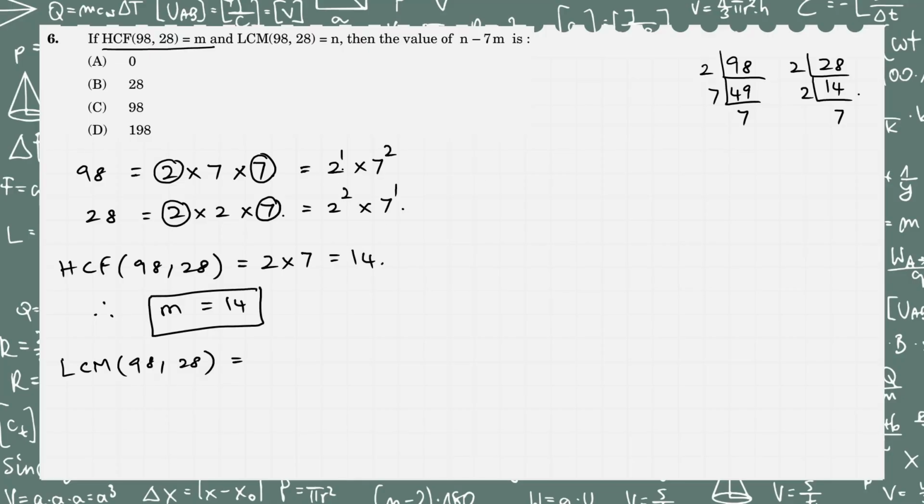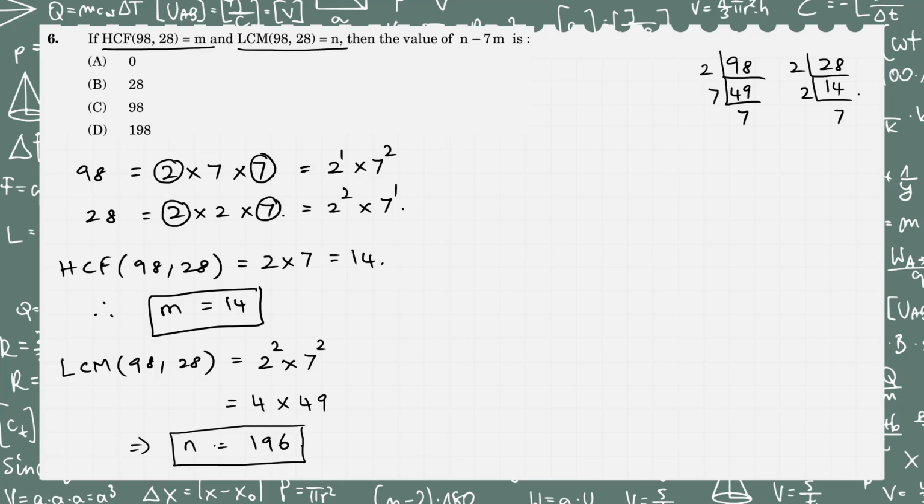So 2 is occurring once in 98 and twice in 28. So the maximum occurrence is twice. So 2 power 2 we have to take. And 7 appears twice in the factorization of 98 and once in the factorization of 28. So the maximum occurrence is twice. 7 power 2 we have to take. So this is like 4 into 49, and their product will be 196, right? So given LCM of 98 and 28 is N, that implies N is nothing but 196.